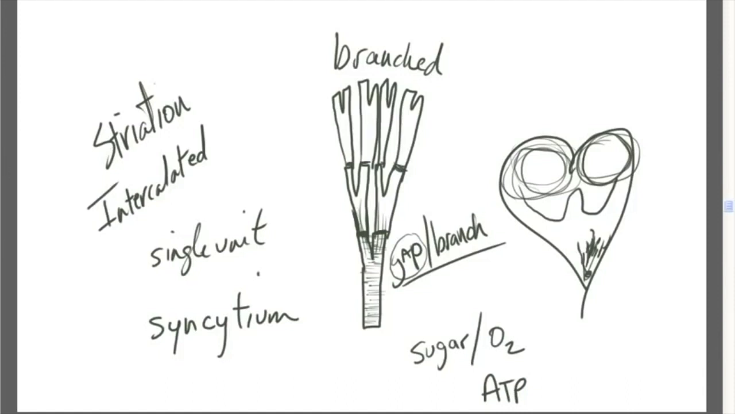And the gap junctions allow for the impulse to rapidly be transmitted through the cells. Isn't that kind of what the branching does? It allows it to spread to more cells quicker.